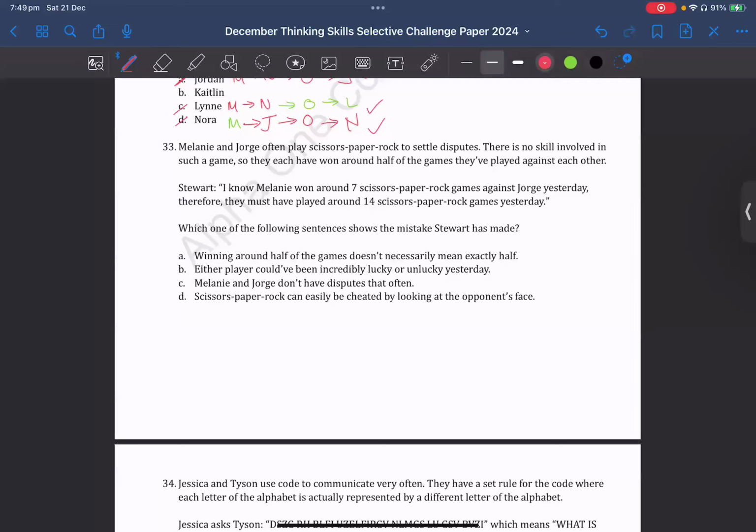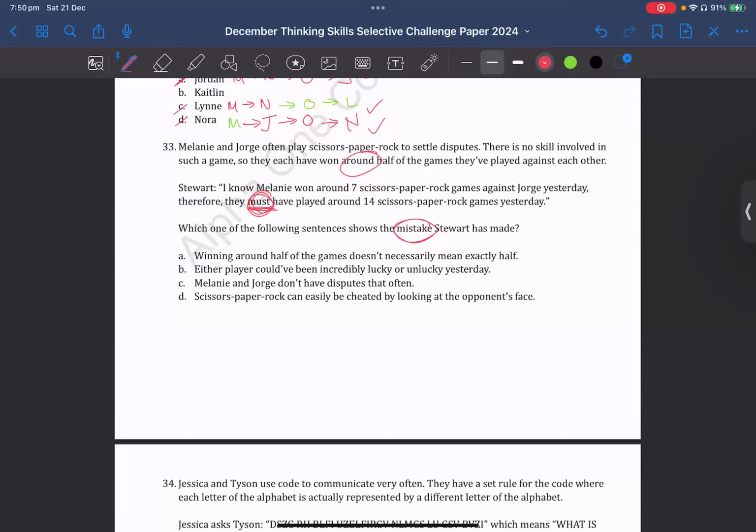Just because you win around half doesn't mean you're always going to win exactly half, right? So they must have played 14, and we're trying to find the mistake. It's definitely in this term, must. So for option A, winning doesn't mean necessarily exact half. This isn't the mistake here. It doesn't answer the question, right?